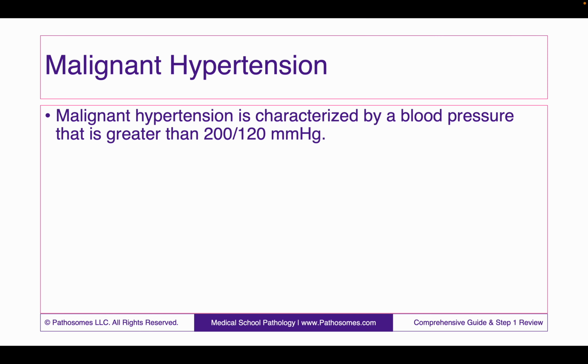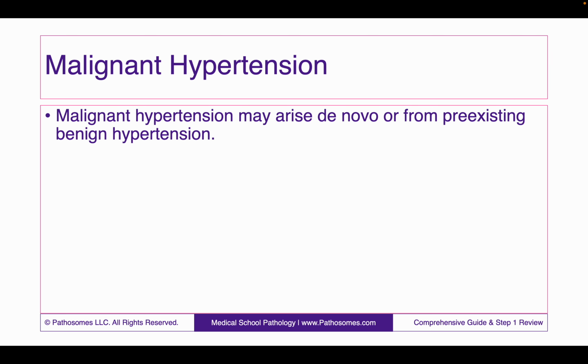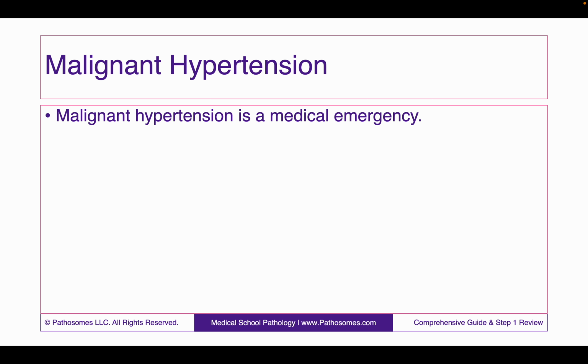On the flip side, malignant hypertension is characterized by a blood pressure that is greater than 200 over 120 millimeters of mercury. Less than 5% of cases of hypertension involve malignant hypertension. Malignant hypertension may arise de novo or from pre-existing benign hypertension. Malignant hypertension is a medical emergency. Call the ambulance. Stat.